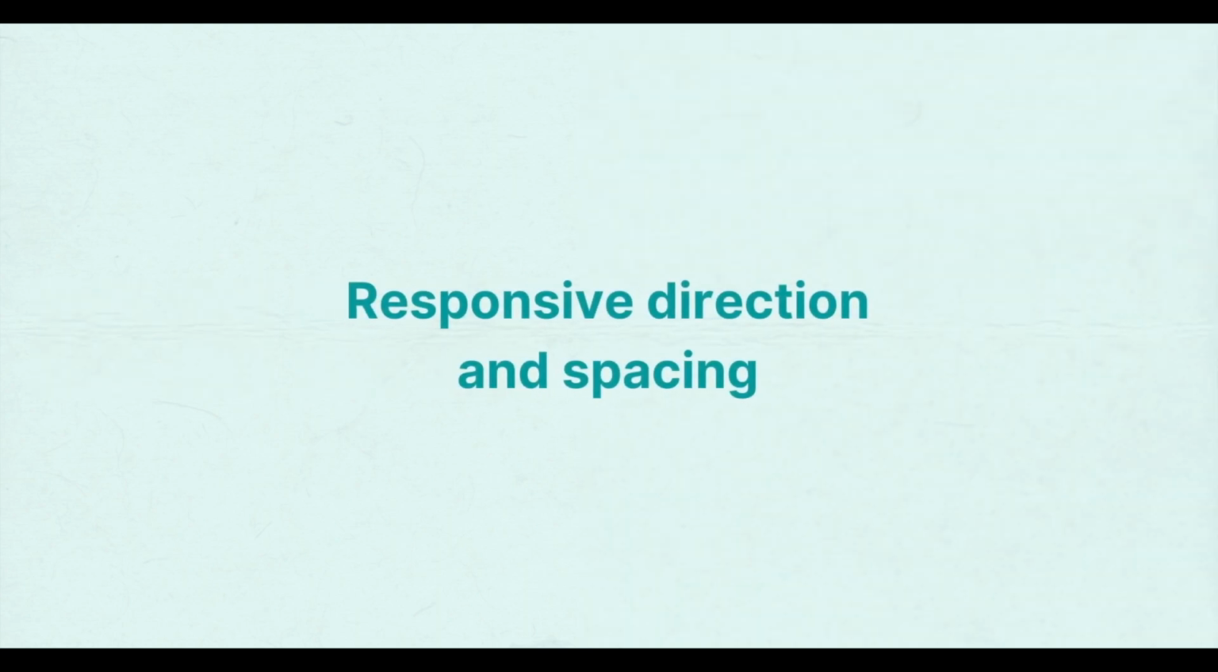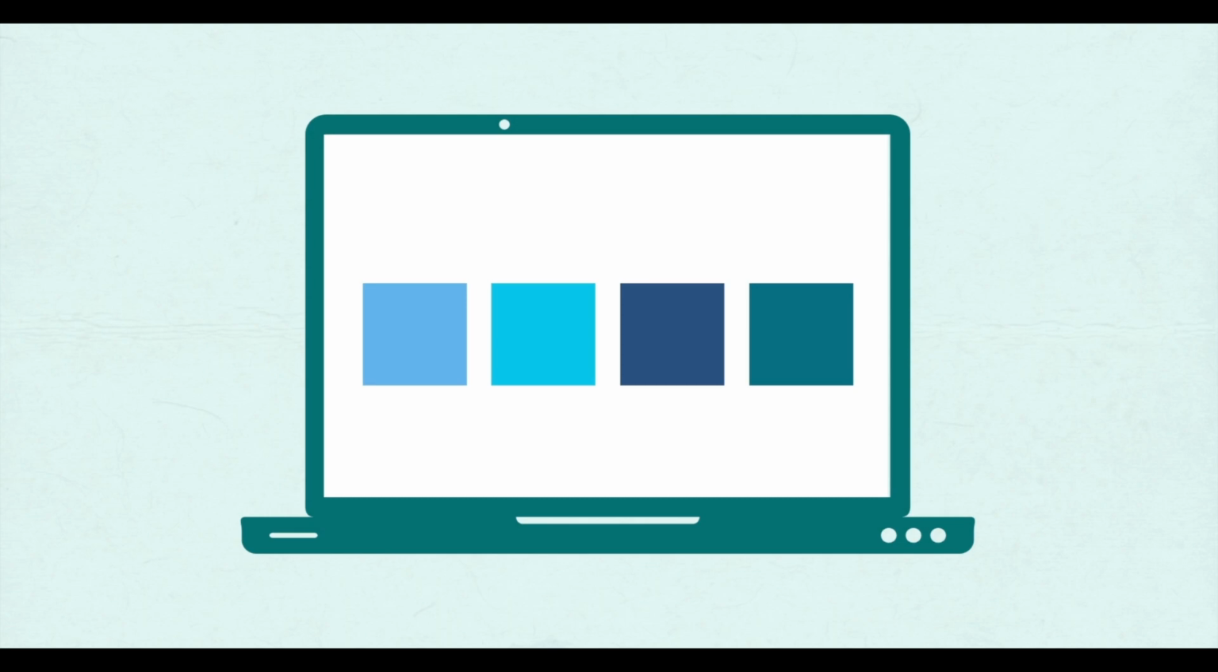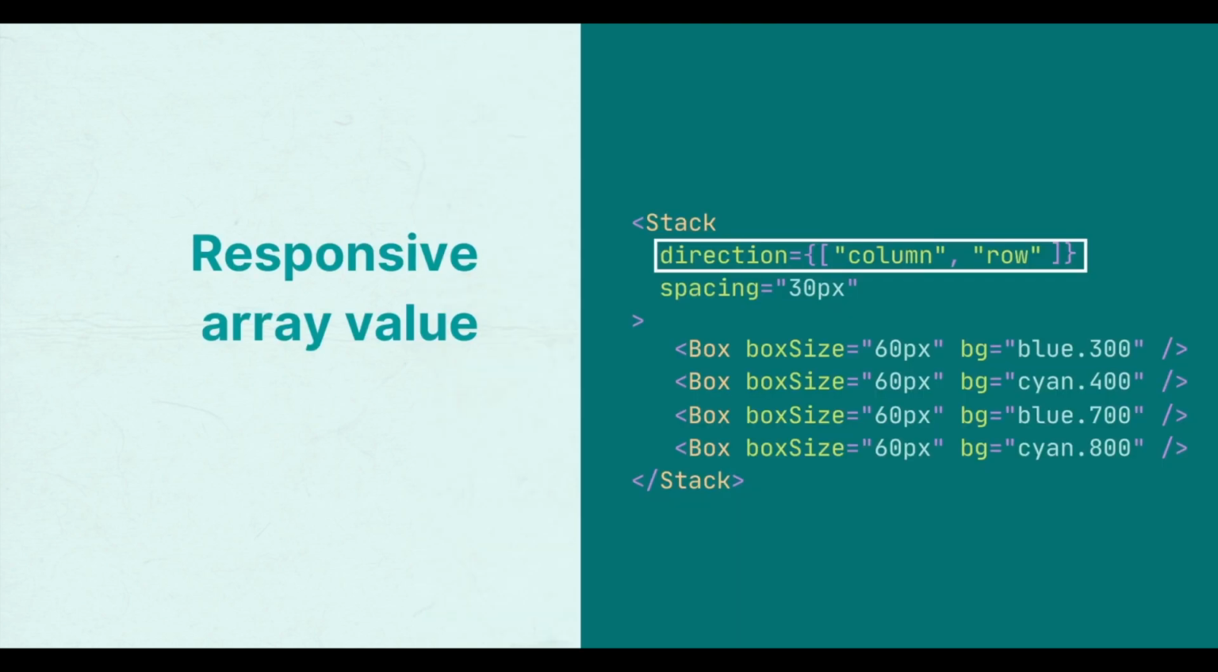With stack, you can make the direction and spacing values responsive. Imagine you want the boxes to be horizontally stacked on desktop screens and vertically stacked on mobile screens. Let's pass responsive values to the direction prop using Chakra's responsive array syntax. The first value, column, is the base direction on all screens, while the second value, row, is the direction for screens greater than 30 em, which is 480 pixels.